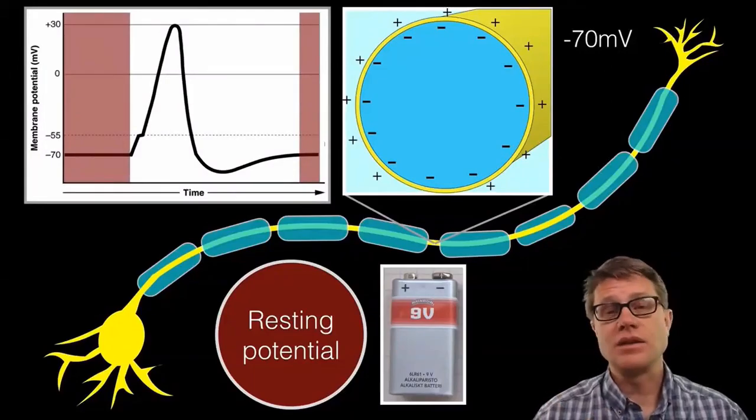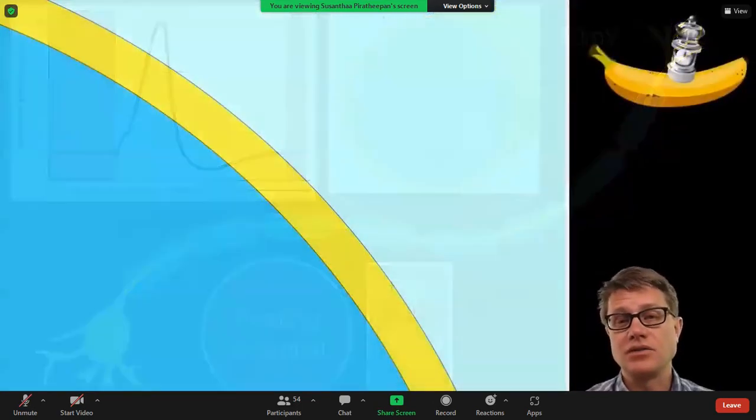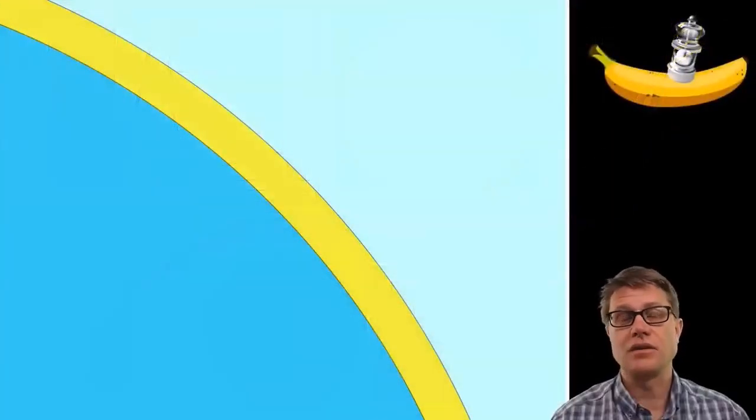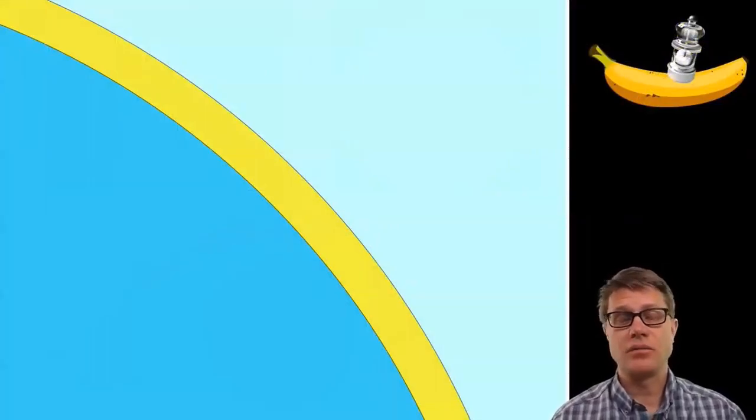Now, it doesn't mean that it doesn't require energy to do that. So let's zoom into the surface of that neuron and see what's going on. I've got a little mnemonic that I use with my students to remember the important ions on either side of that membrane.